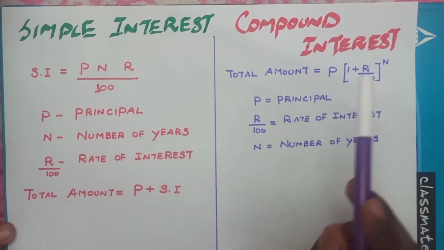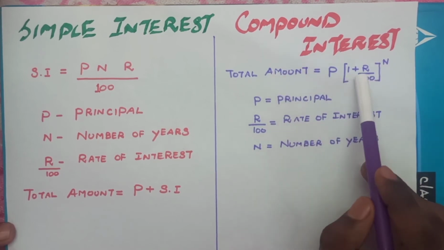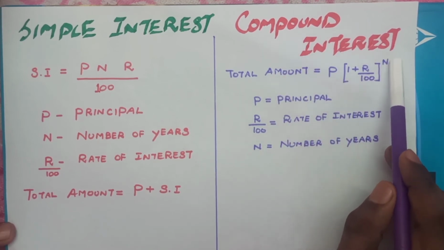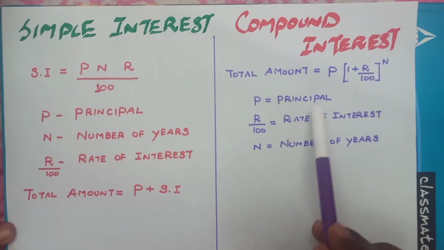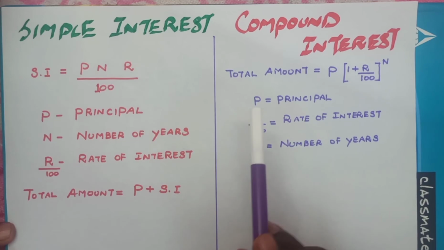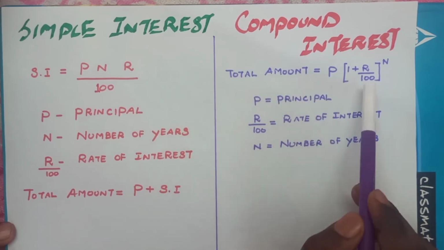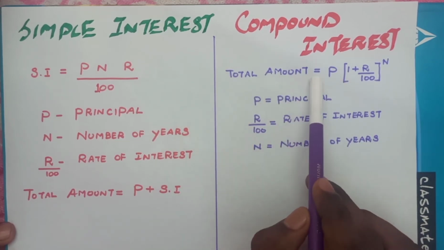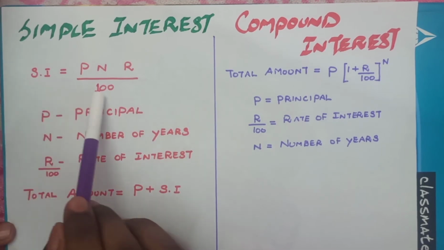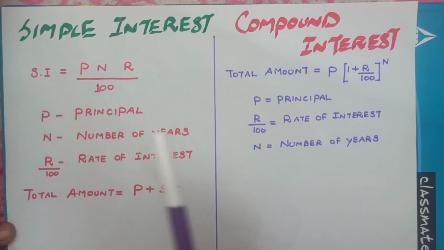In compound interest, total amount equal to P of 1 plus R by 100 whole power n. P represents principal, R represents rate of interest, and n represents number of years. And here, it's not a direct formula for compound interest, it's a total amount. But here, it's a direct formula for simple interest. And don't be confused with this.